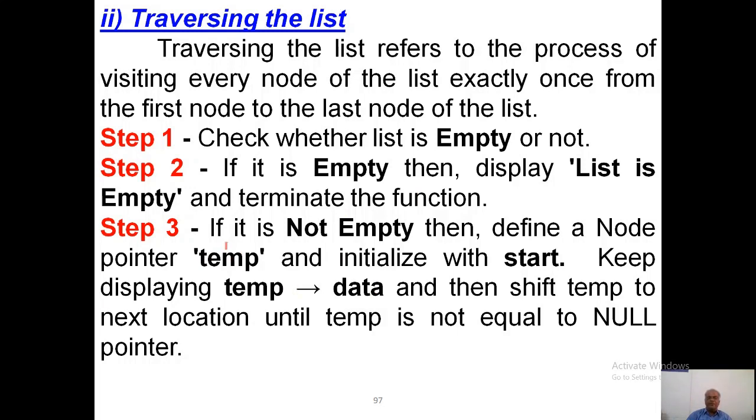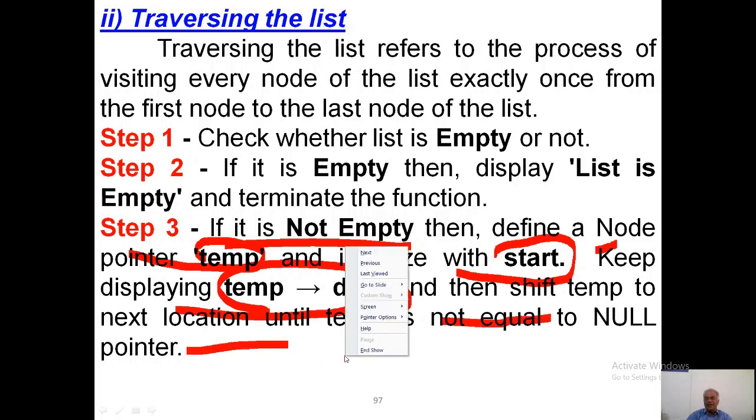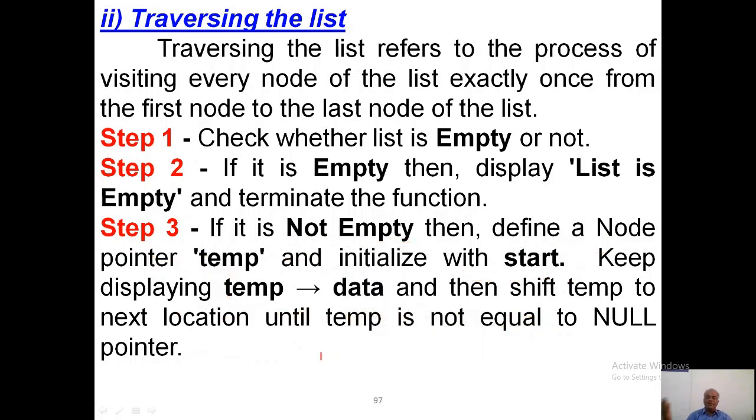Step 3: if it is not empty, then define a node pointer temp and initialize it with start. Keep displaying temp's data and then shift temp to the next location until it is equal to null. Whenever it is null, that is the last node. So you need to visit from temp to the last. Temp is nothing but start, going from start to null.